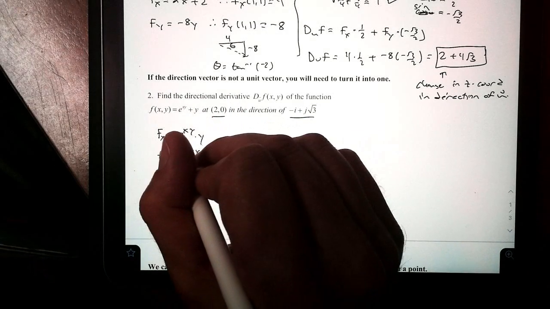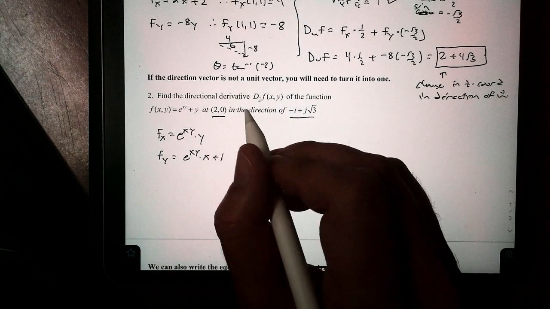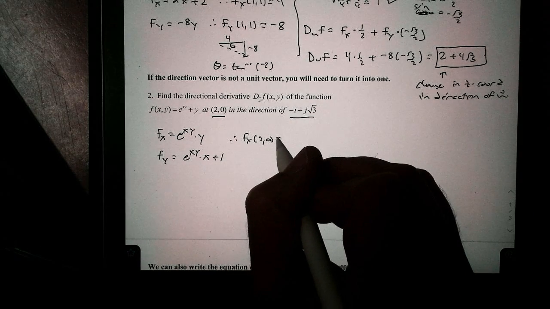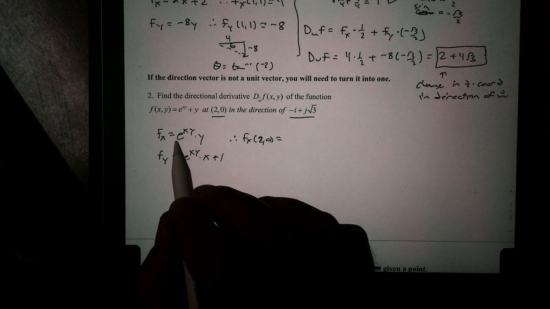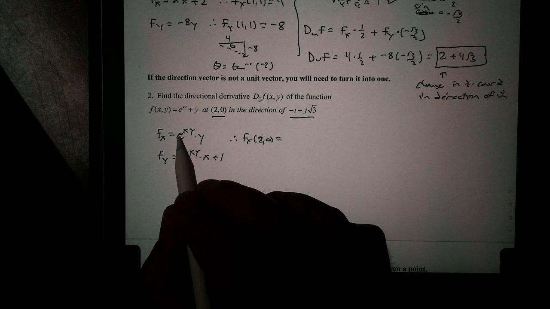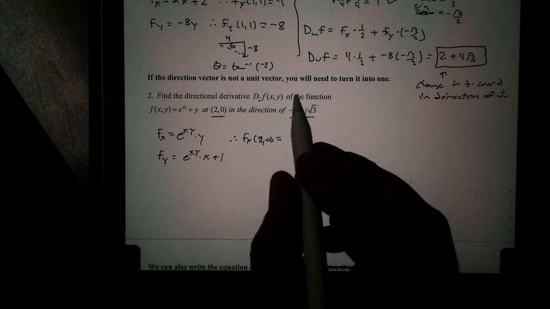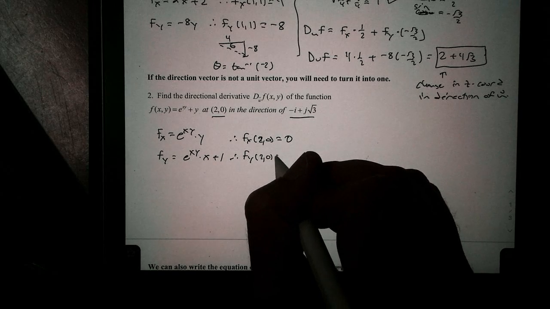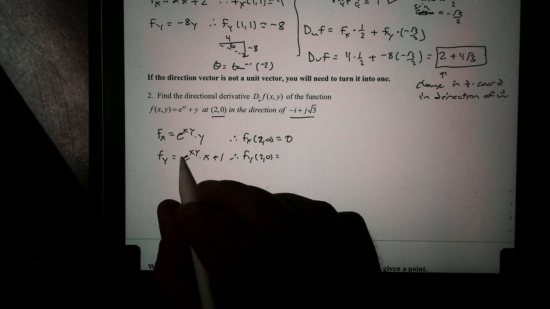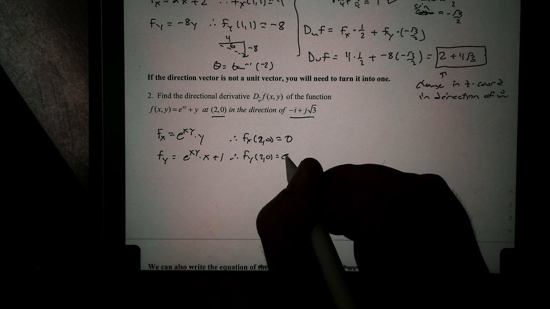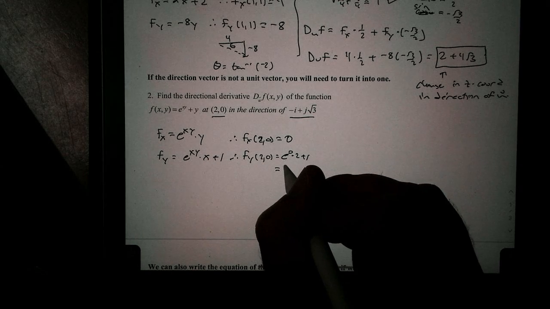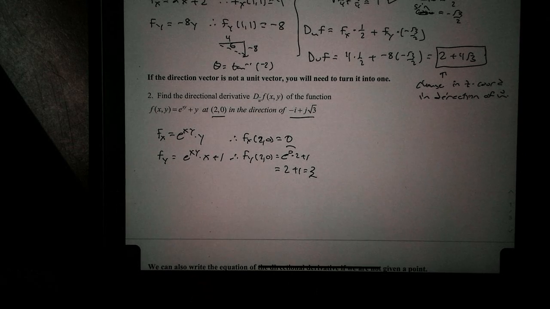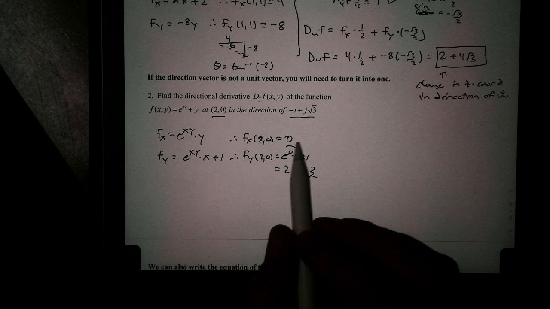And then we're going to find our slope at these 2 points right here. So if we find the slope at the point 2, 0 for fx, ready? If I plug in 2, 0, we would just get e to the 0 times 0, which is just 0. And same thing for the y. We would just get e to the 0 times 2 plus 1. So we would get 2 plus 1, which is 3. And again, from here, I can kind of get my diagram.